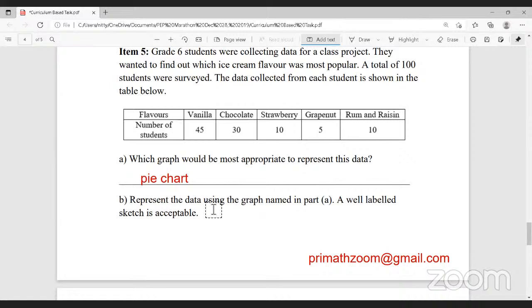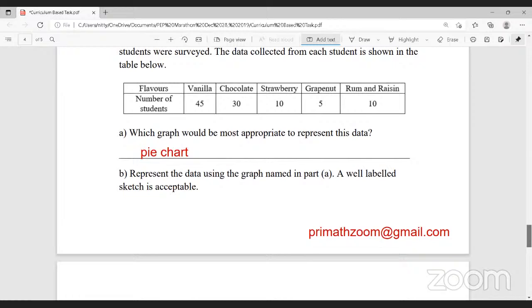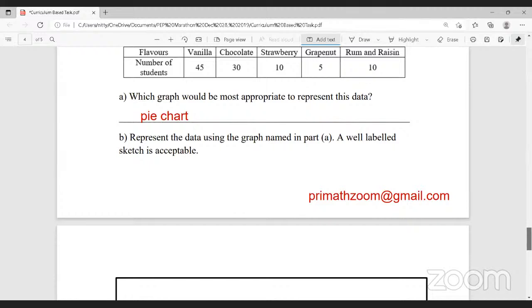Now, it says to represent the data using the graph you named in part A. A well-labeled sketch is acceptable. I chose to use a pie chart because I believe it is most appropriate, so I'm going to do a sketch using a pie chart. If you decide that a bar graph is most appropriate, but I think we can agree that a pie chart is most appropriate here. While a bar graph and a pictograph and many other graphs can be used, a pie chart would be most appropriate.